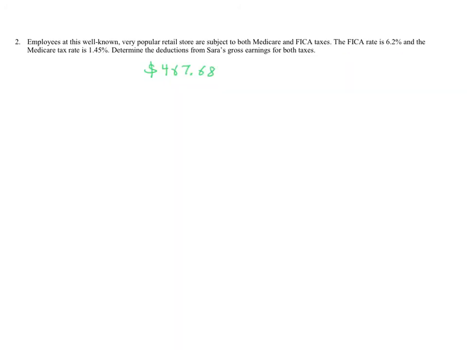Finally, we're told that all employees at this well-known, very popular retail store are subject to both Medicare and FICA taxes, and we have these two rates here. That means for this total gross earnings, there are going to be some deductions. This is as simple as taking the gross earnings, multiplying it by this percentage, and whatever that dollar amount is, that will be subtracted from the gross earnings.